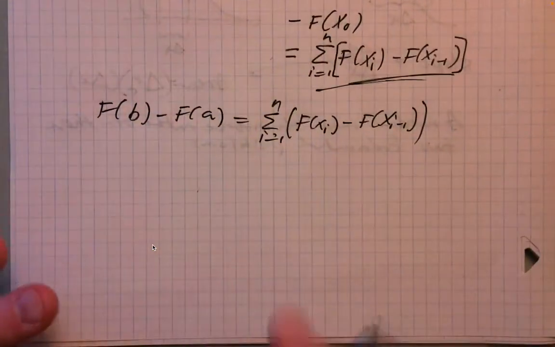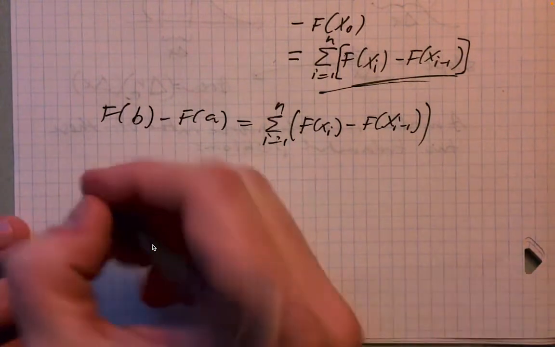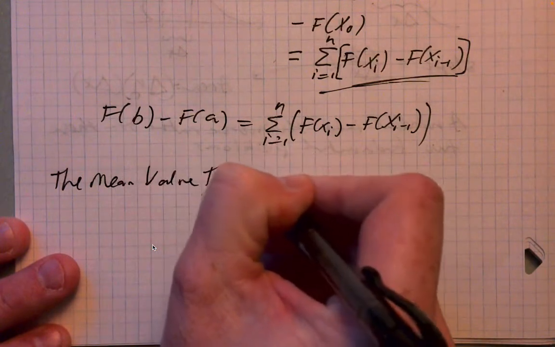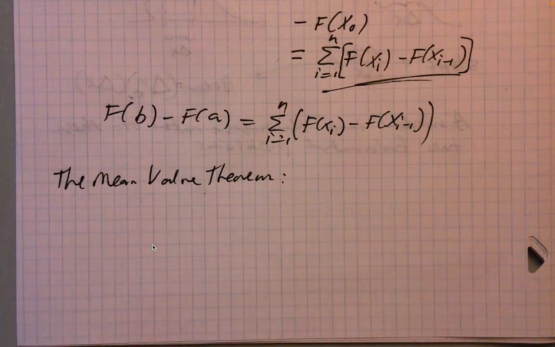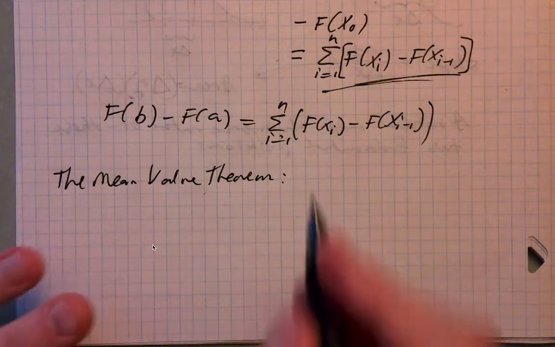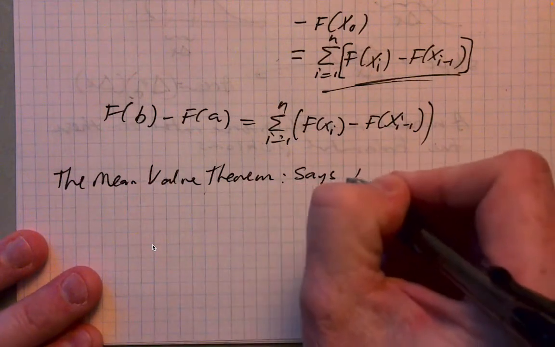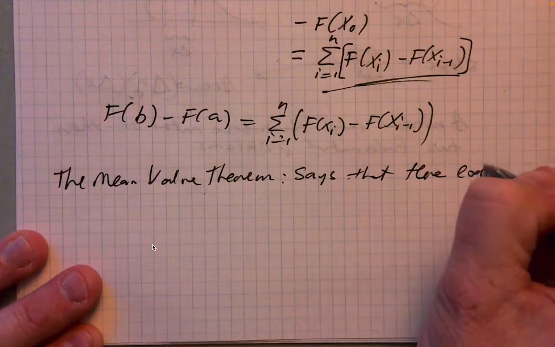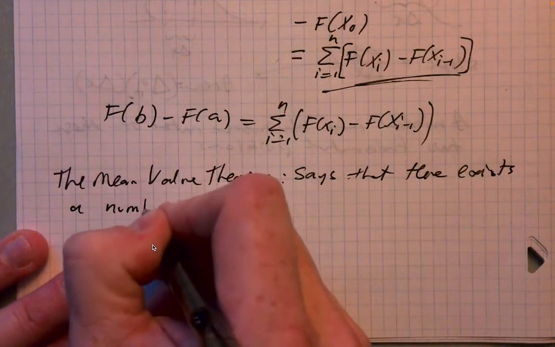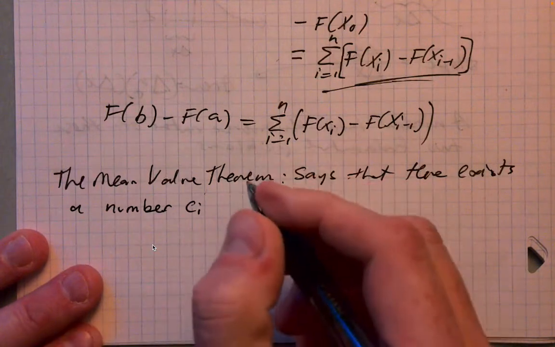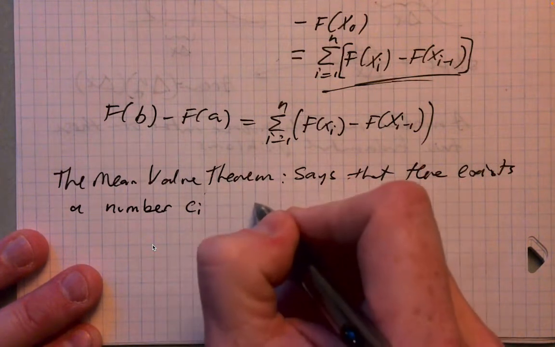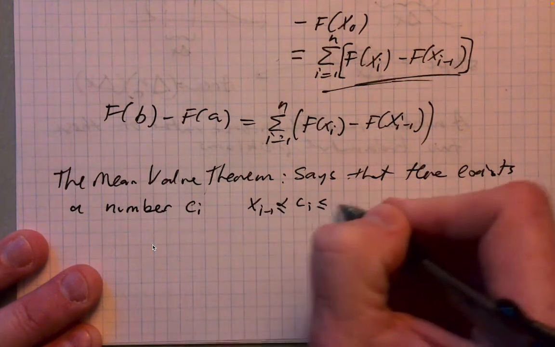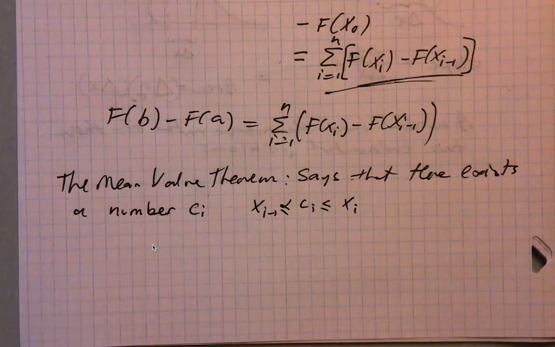All right. Now, it's also true, by the mean value theorem. So remember the mean value theorem. You may have to go back and refresh your memory from Calc 1, but go back and double check the mean value theorem. The mean value theorem says that there exists a number ci between x(i-1) and xi, such that x(i-1) is less than ci is less than or equal to xi. So within the ith interval, there's some ci.